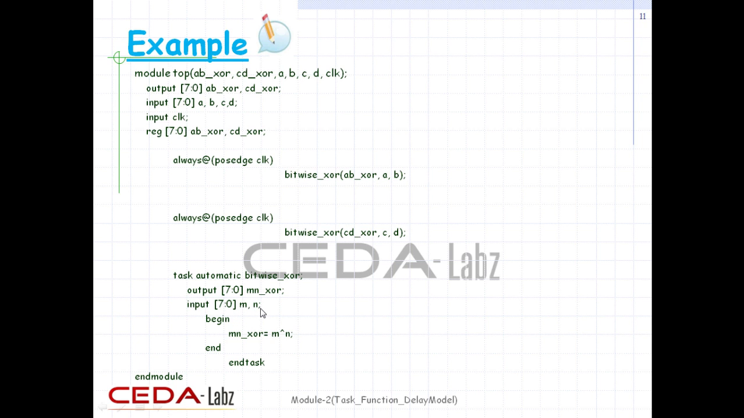And in this statement, M N XOR is calculated, and immediately its result is passed back to the always block from where it was initiated. And AB XOR will get back the calculated value. Similarly, this will happen with the other always block too, and the value of CD XOR is calculated.